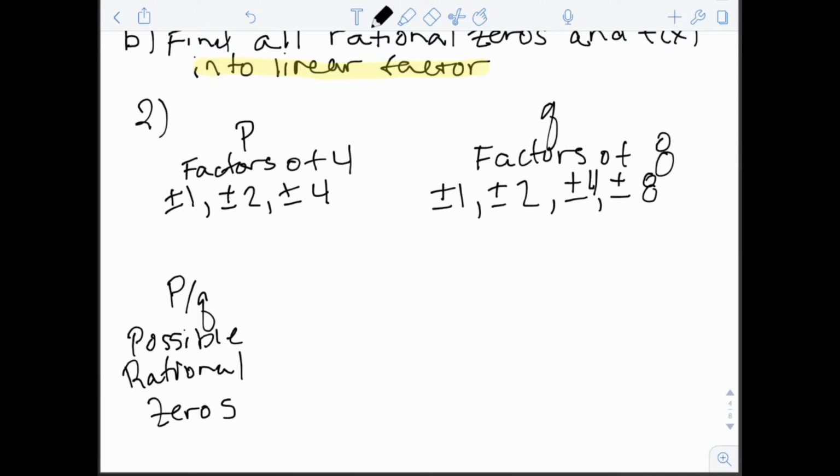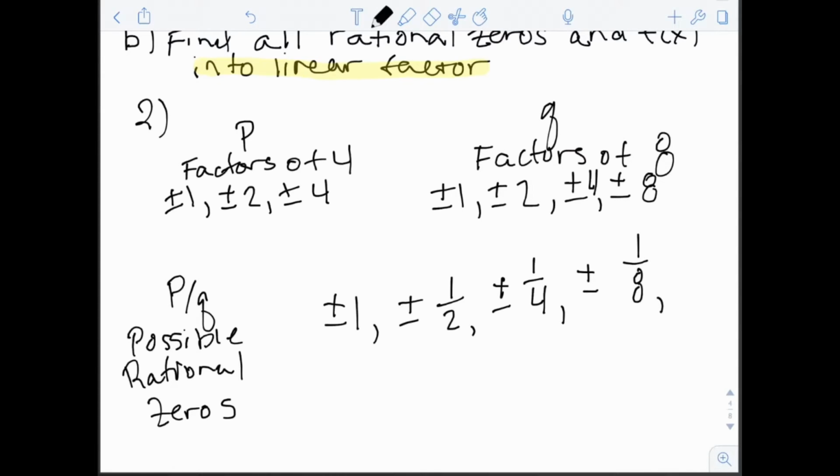So let's take P, which is plus or minus 1, and divide it by our first one in Q, which is plus or minus 1. So plus or minus 1 divided by plus or minus 1 would get me a plus or minus 1. So let's still start with this plus or minus 1 and then divide it by the plus or minus 2. So plus or minus 1 divided by plus or minus 2 will get me a plus or minus 1/2. Okay, and then plus or minus 1 divided by plus or minus 4 gets me a plus or minus 1/4. And then our last one is going to be plus or minus 1 divided by plus or minus 8, which gets me plus or minus 1/8.